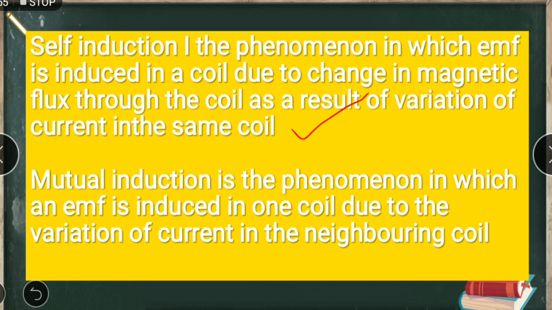Next, mutual induction. Mutual induction is the phenomenon in which EMF is induced in one coil due to the variation of current in the neighboring coil. So in mutual induction phenomenon, there will be two neighboring coils. So magnetic flux and EMF will be induced in one coil due to variation of magnetic flux and EMF in the one coil. It gets linked with its neighboring coil and current produced will be in the other coil. Okay.